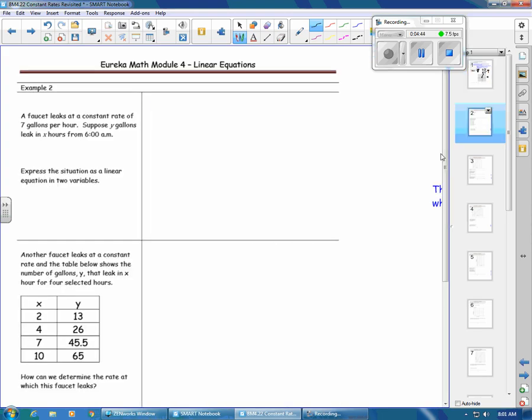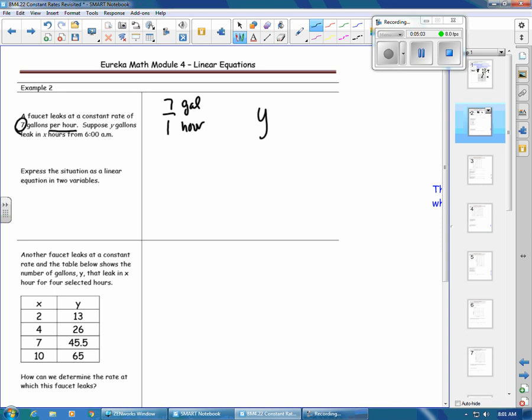Okay, a faucet leaks at a constant rate of 7 gallons per hour. So our constant rate here is going to be 7 over 1, 7 gallons in 1 hour. Express the situation as a linear equation in 2 variables.